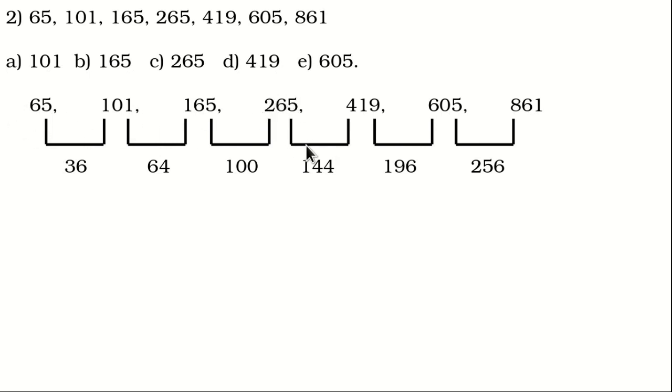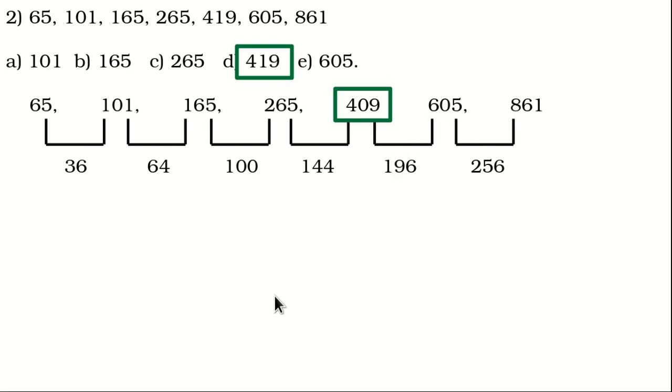Now 265 plus 144, is it 419? 265 plus 144 is 409. So the answer here is 419. So instead of 419, you should be given 409. Does this logic work? Yes. 409 plus 196 gives you 605. So your answer will be option D.